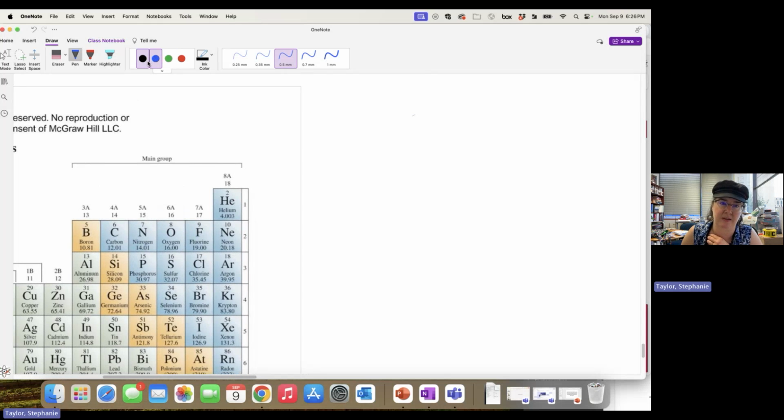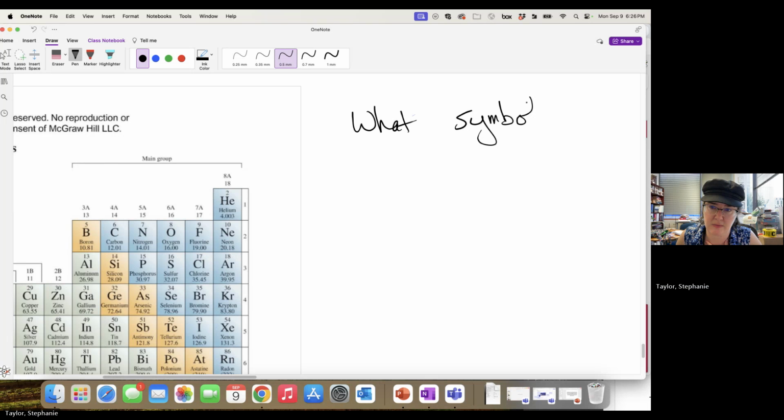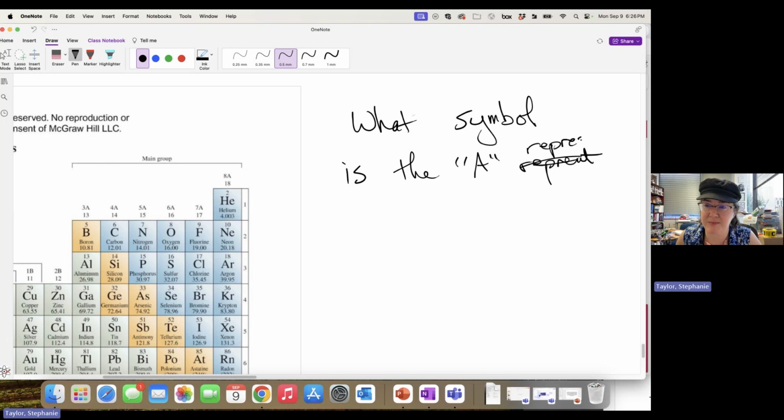So a lot of times this looks something like this. We don't give an element symbol. It'll say something like, what symbol does the A represent? You can tell I'm getting hungry as I'm starting to leave letters out. We're going to give this a 21 here and a 10 here.